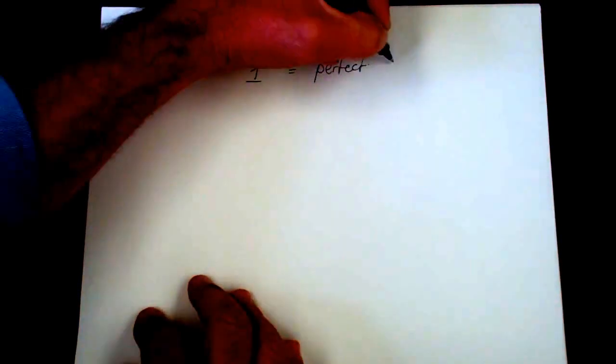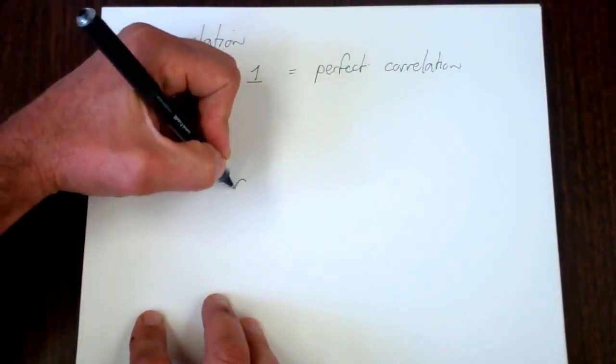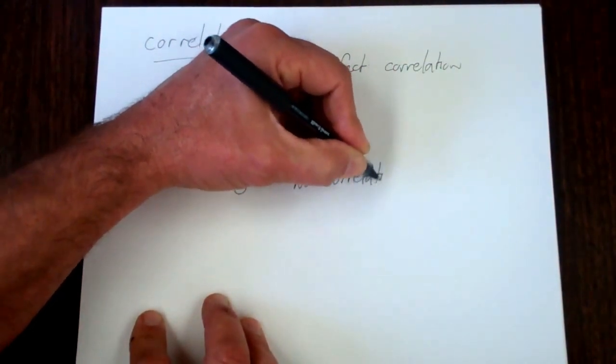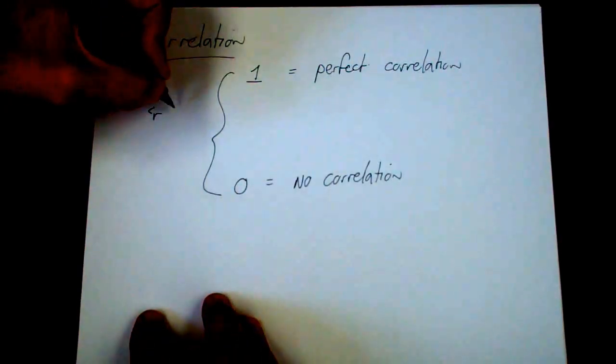So here are the key facts about correlation. A correlation of 1 means it's a perfect correlation. And a value of 0 means there's no correlation. Any number between 0 and 1 means there's a positive correlation.